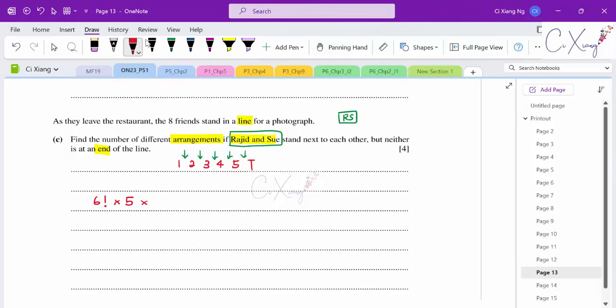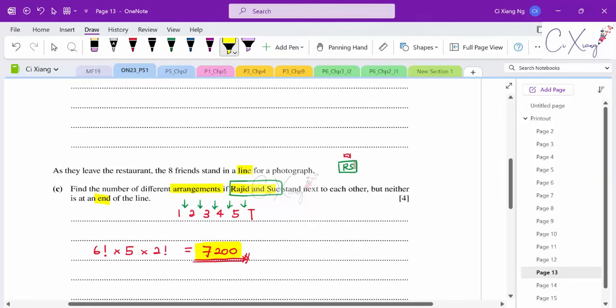After you place Rajit and Sue in any of the spaces, you also need to consider the arrangement between them. It can be Rajit Sue or Sue Rajit. So you have to multiply with 2 factorial. So I think this is how we consider the case. If you didn't make any careless mistake, it should be 7,200 for this arrangement. So this is how we answer part C and question number 6.